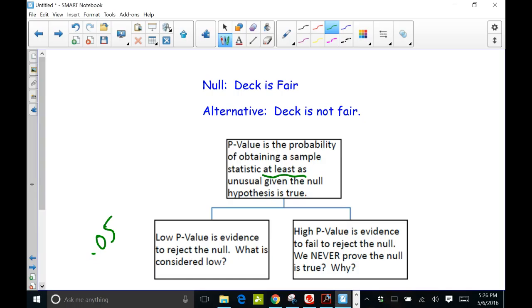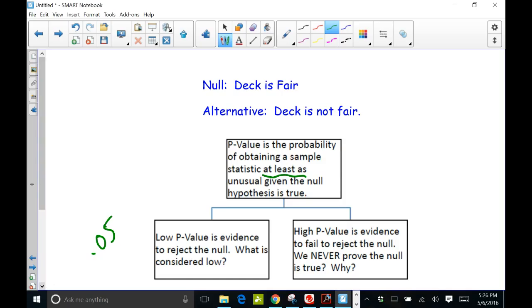I want you to think of a trial. The defendant comes in and he says, for the null, I'm innocent. The alternative is we're trying to prove that he's guilty. At the end of the trial, what do they say if they don't think the person has committed the crime? Do they say they're innocent, or do they say not guilty? We never claim the null is true.